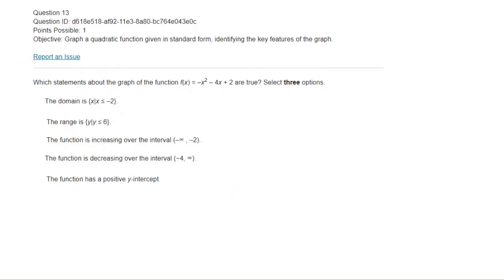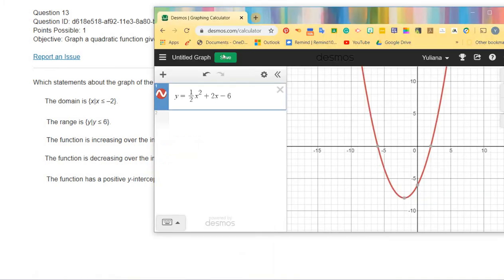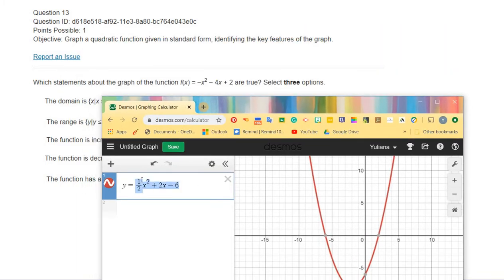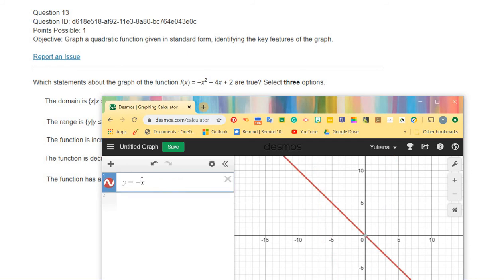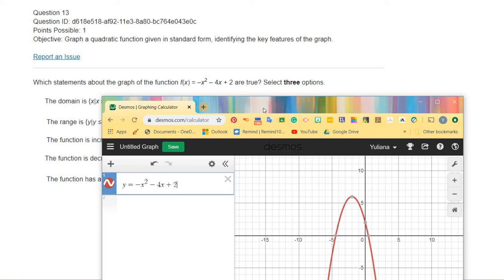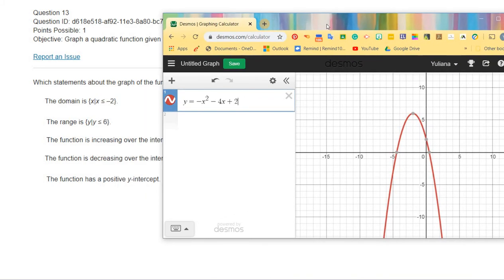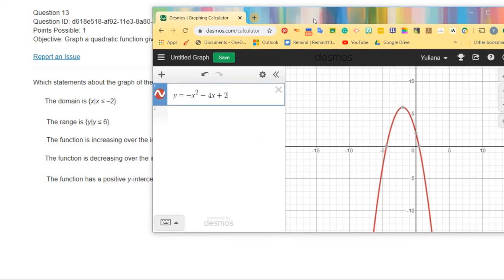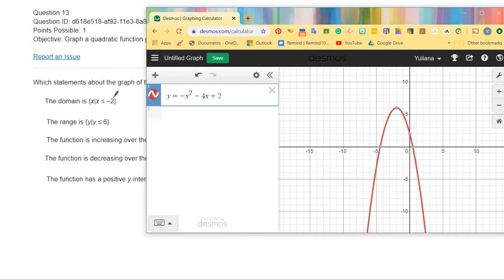All right, which is true? Before I can decide which is true and which is false, I need to graph this. So I'm going to graph negative x squared minus 4x plus 2. And then looking at this, what are some things that I know are true? So the domain is x is less than or equal to -2.